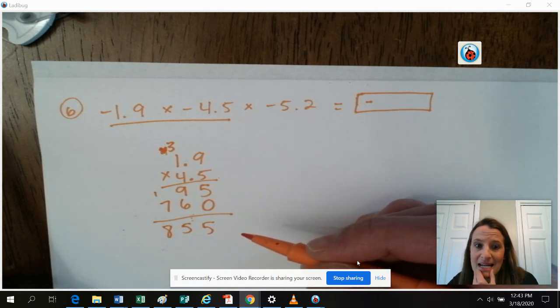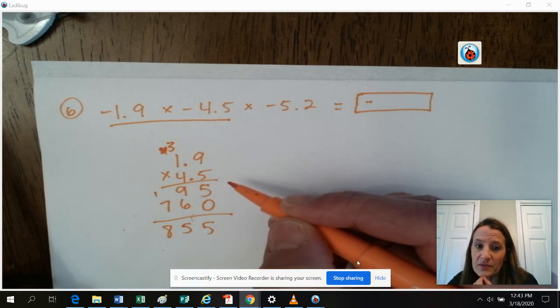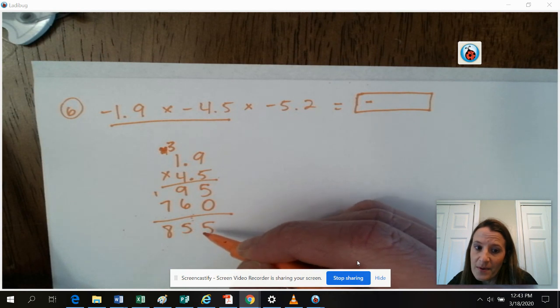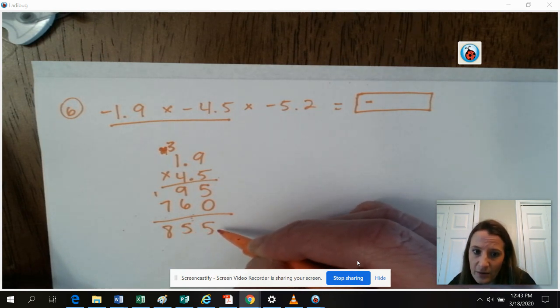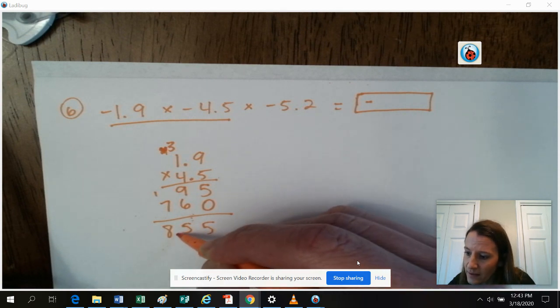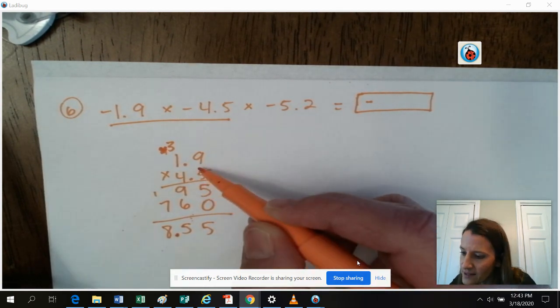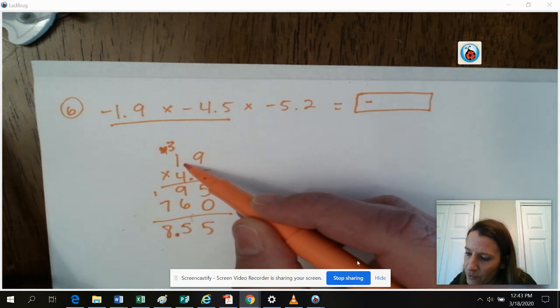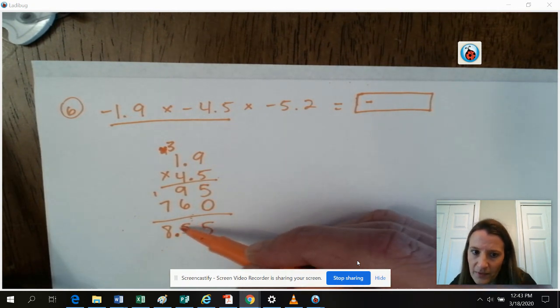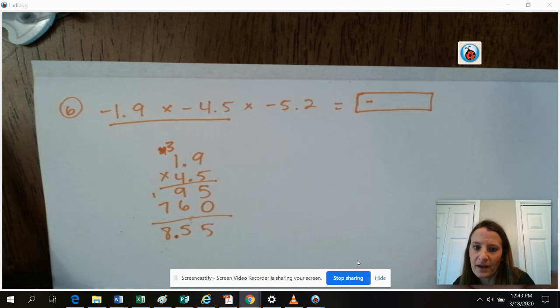So I know my answer, we just made a reasonable answer, is around 9. So if I put my decimal here, 85 is not around 9. 855 is not around 9. This is a reasonable place to put my decimal. And it makes sense. You guys talked about two place values, so that'd be 8 and 55 hundredths.